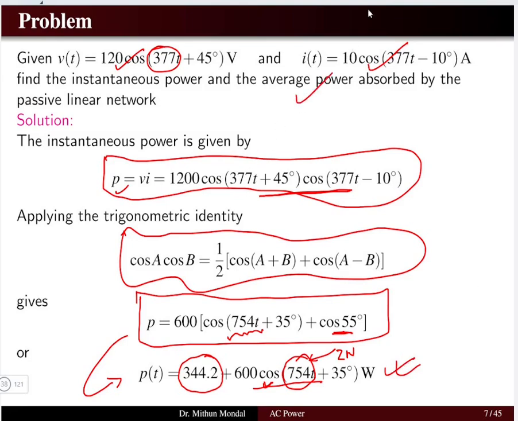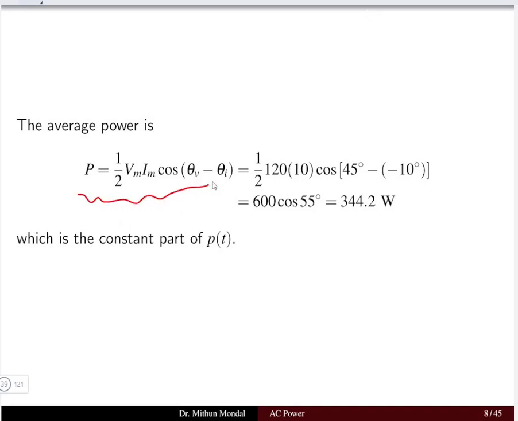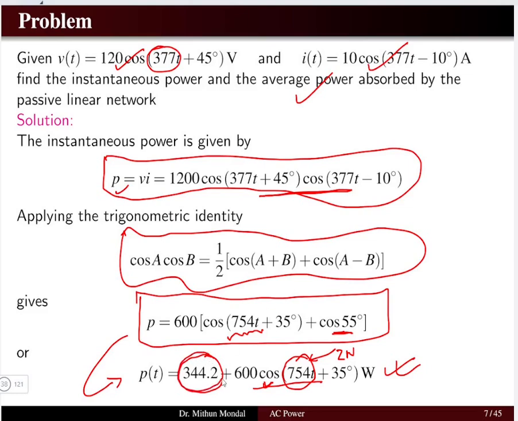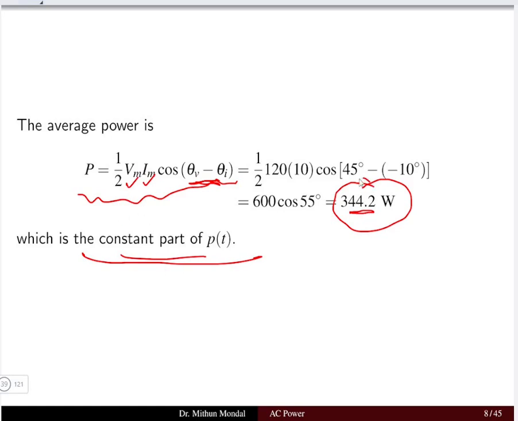Now the second thing, we need to calculate the average power. So the average power equation is half Vm Im cos of the phase difference between the voltage and the current. So we substitute Vm and Im from the equation of instantaneous power and the phase difference between theta v and theta I. So we will get 344.2 watts as the average power. So average power is the one which is measured by the wattmeter when we try to measure the AC power for any RLC network or any circuit. So this is the constant part of p of t. Here in the instantaneous power, we have got 344.2, and in the average power, we have got 344.2, which indicates that this is the constant part of the instantaneous power.